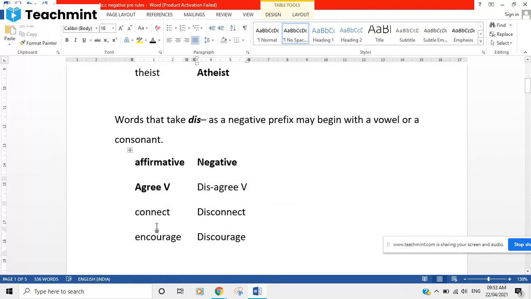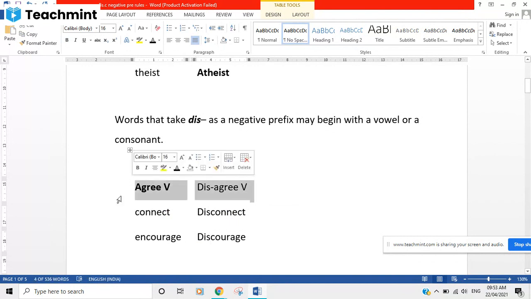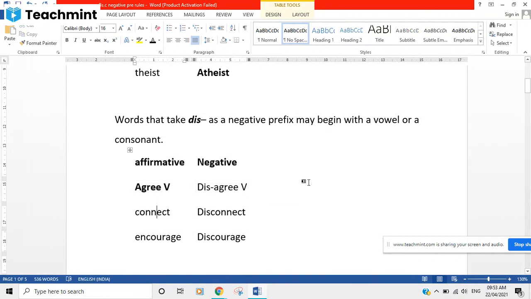The next rule is that words that take im as a negative prefix always begin with the letter m or p. So keep these rules in your mind. This will be useful for you not for the exam only, but for your everyday use of English also.